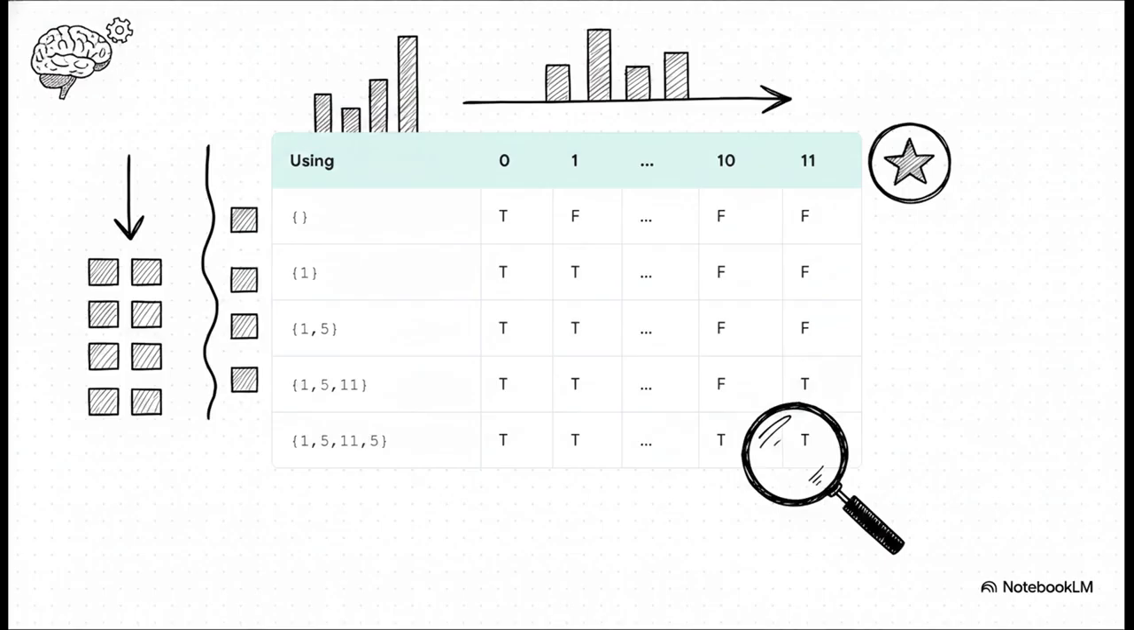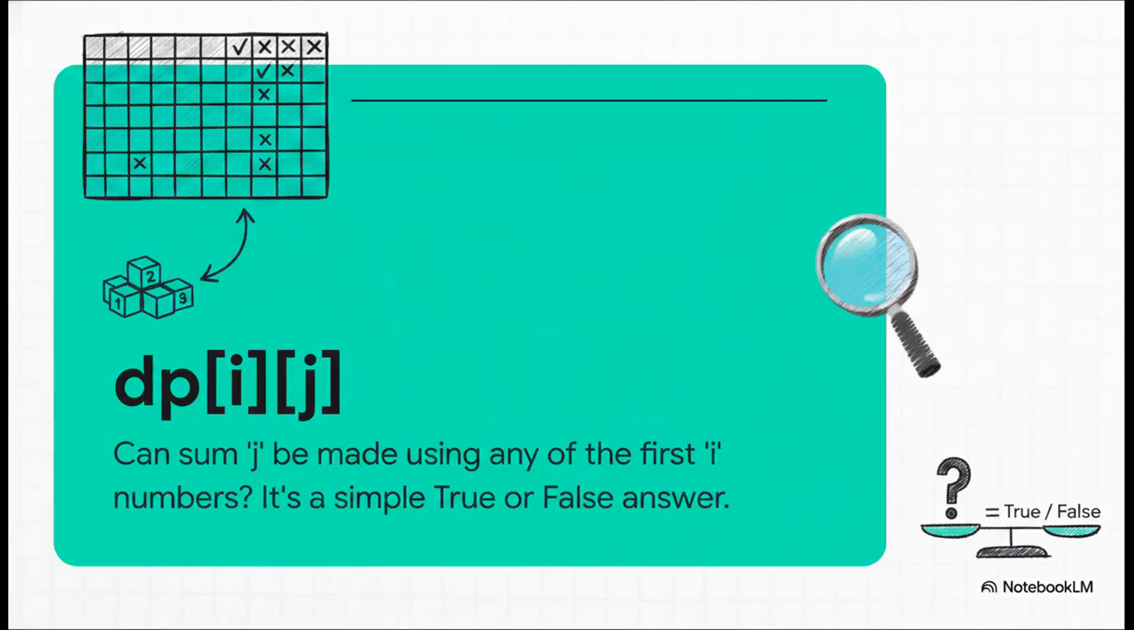Now, I know DP tables can look a little intimidating at first, but trust me, the logic is really simple. The columns just represent all the possible sums we might want to create, all the way from 0 up to our target, which is 11. And the rows represent the numbers from our array that we're allowed to use. We'll start with none, then add the first number, then the first two, and so on. So every single cell in this grid, let's call it DP[i][j], is just going to hold a simple true or false. That's it. And it's answering one very specific question: is it possible to make the sum j, the column, using only the first i numbers, the row?